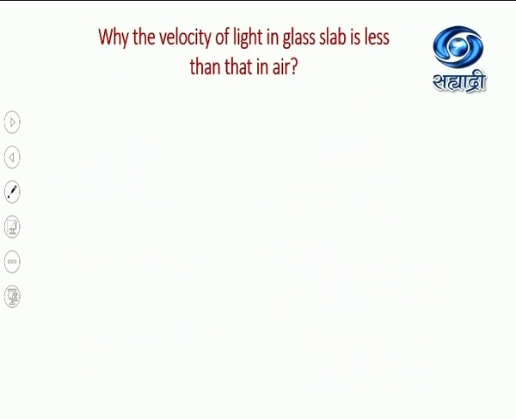Why is the velocity of light in a glass slab less than that in the air? Can you think? Because the glass slab is a medium which is denser. Air is a medium which is rarer. So in the rarer medium, velocity of light is greater, and in a denser medium, velocity of light is lower.